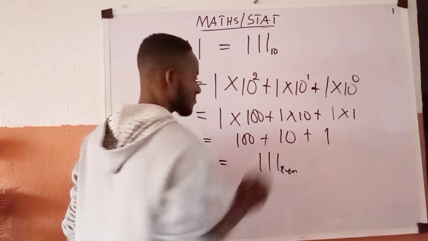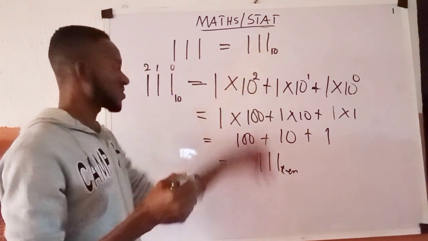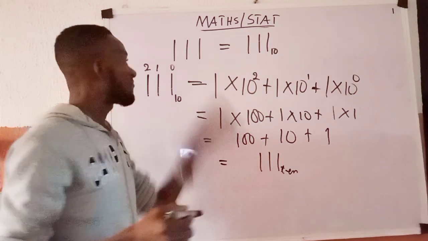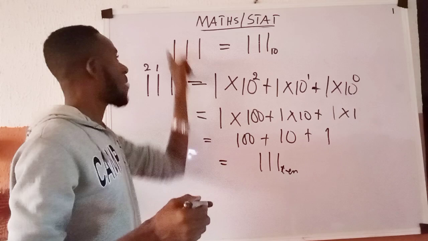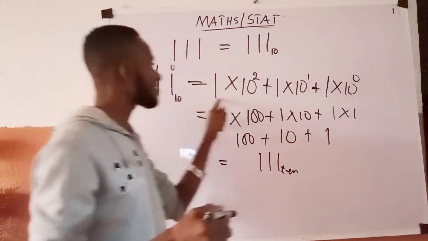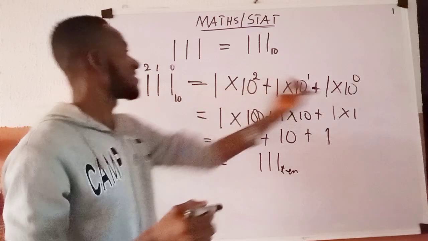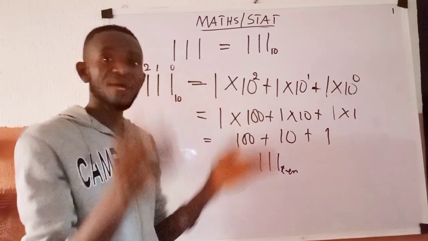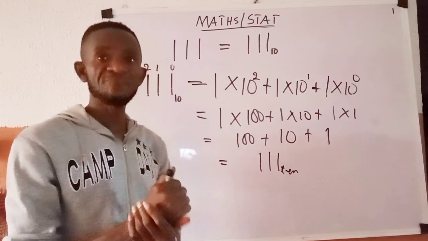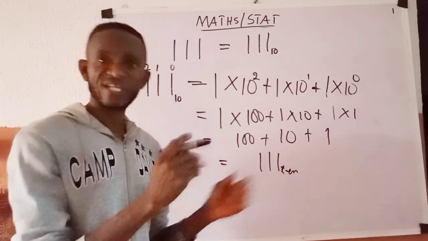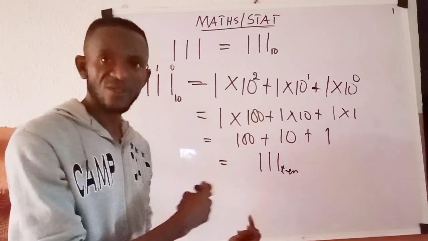Which means, if you watch, this is what I have here, and this is what I have here. It means that 111 in base 10 can be expressed equivalently as this. So this and this can be used interchangeably in mathematics, standing for 111 in base 10. So that is how to express a number in base 10 equivalently to that number.